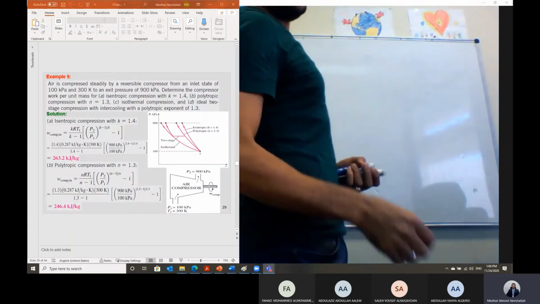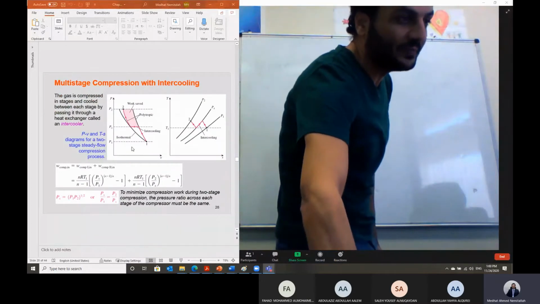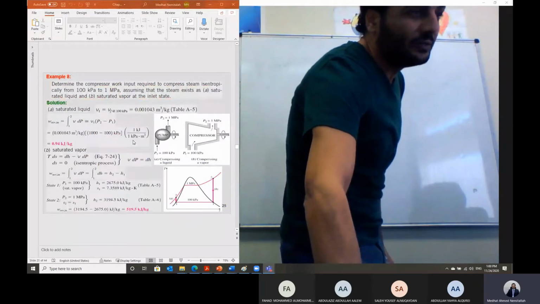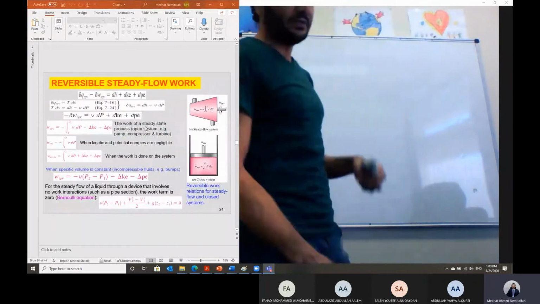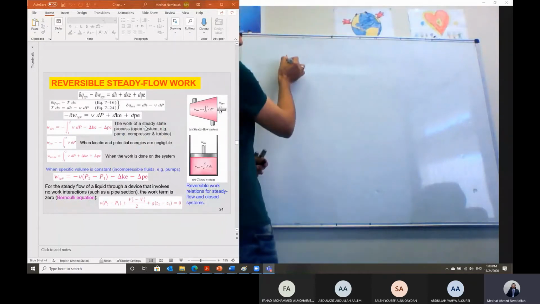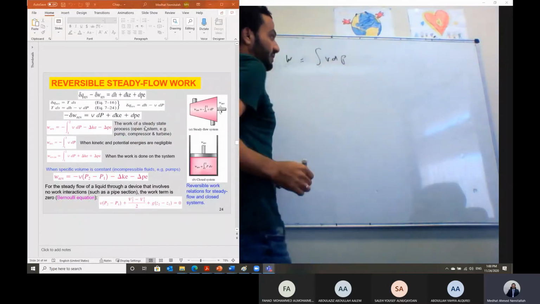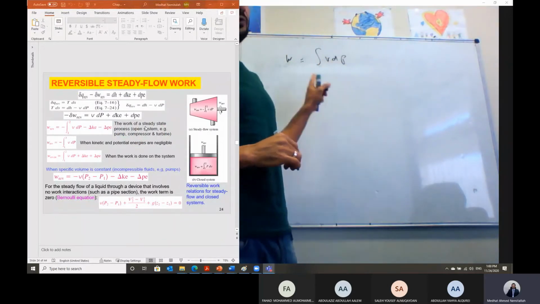So guys, last time we stopped at this point. We talked about the reversible work, and we said the reversible work for an open system is unlike the case of a closed system. The work for an open system is equal to the integration of VdP, not PdV.